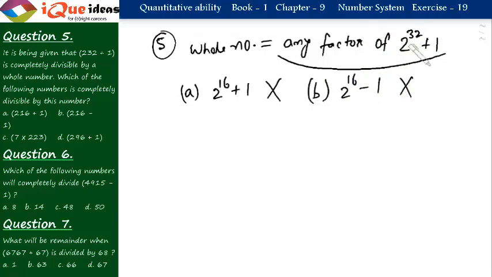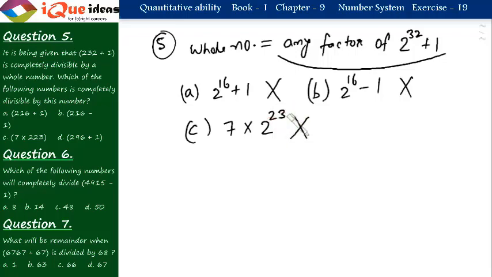Because one of the factors of 2 raised to 32 plus 1 is the number itself, and that has to be a factor of the correct option. So neither A, neither B can be the answer. Same goes with C. C option is 7 into 2 raised to 23. Definitely this also is smaller than 2 raised to 32 plus 1. Hence this cannot be the answer.